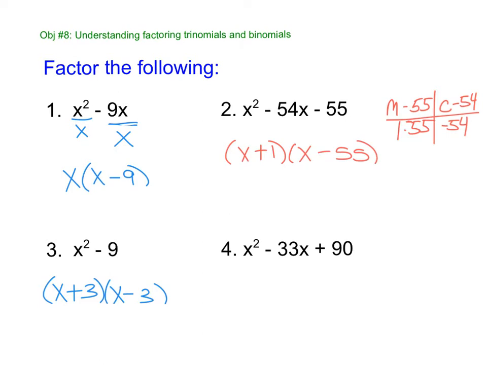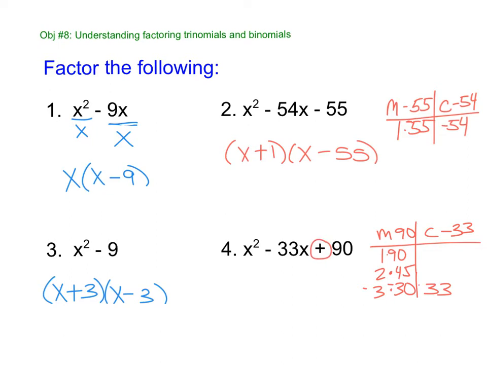And then number 4, we're multiplying to 90, combining to negative 33. 1 times 90, 2 times 45, and 3 times 30, that gives us our 33. But what do we need? Since it's a negative 33, we need negatives. We're multiplying to a positive, combining to a negative. A negative times a negative is a positive. X minus 3, x minus 30.